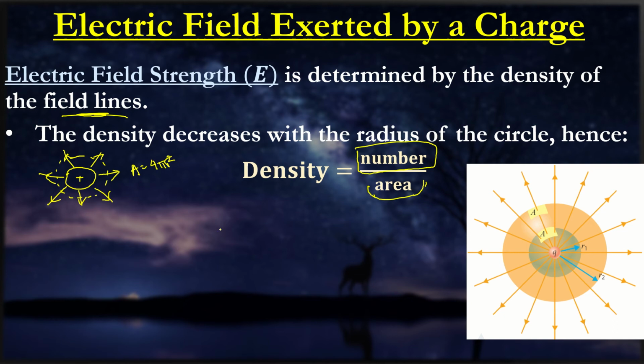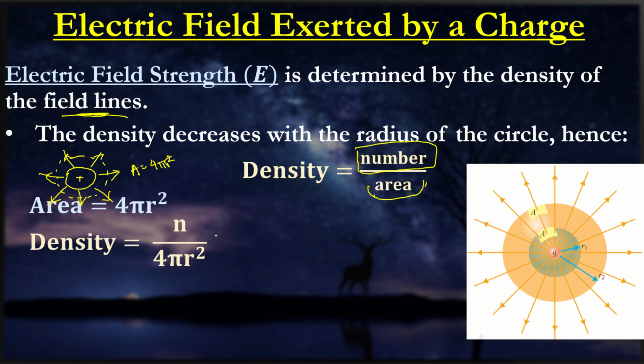Okay, so if we want to substitute that in, we can say that the density of the electric fields is given by how many field lines we have: the number of electric field lines divided by the overall area. Obviously in calculations they don't really ask you about the overall density in this format.